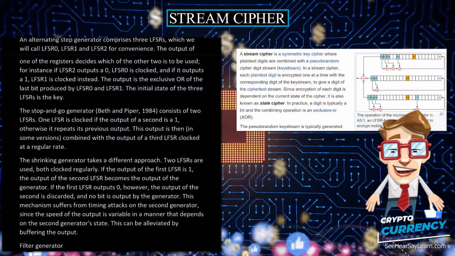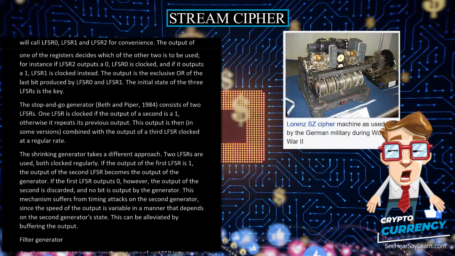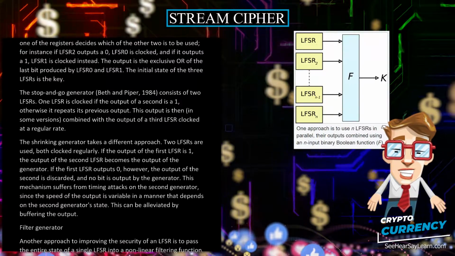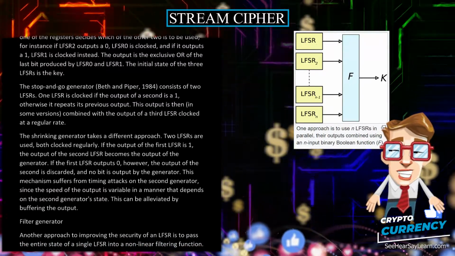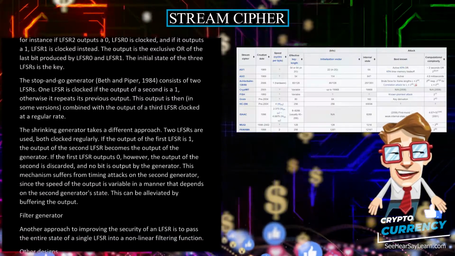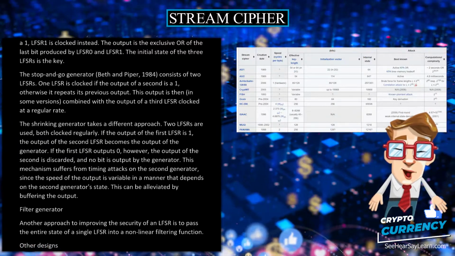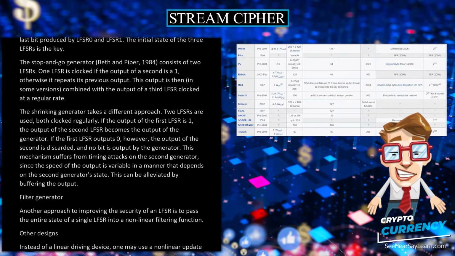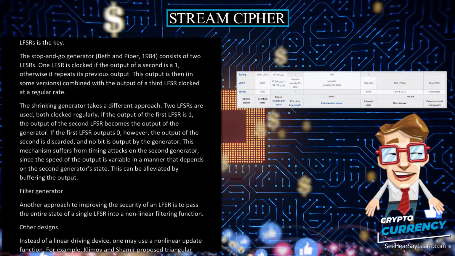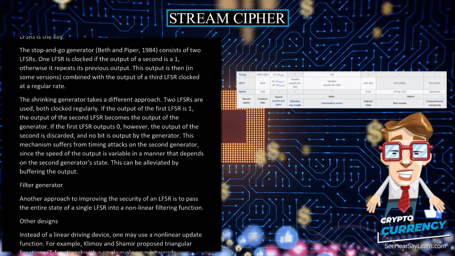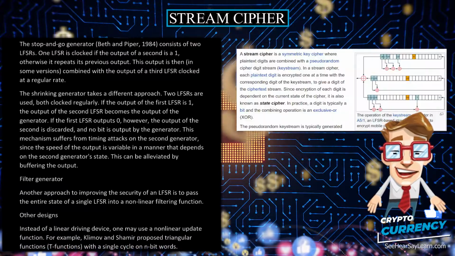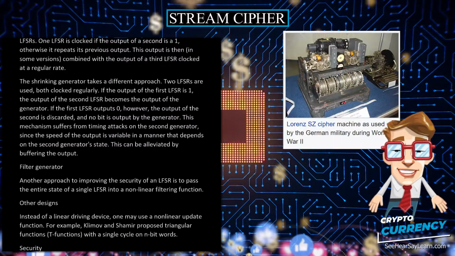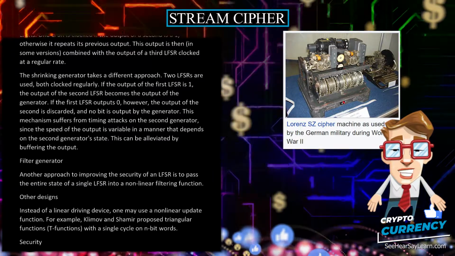The shrinking generator takes a different approach. Two LFSRs are used, both clocked regularly. If the output of the first LFSR is 1, the output of the second LFSR becomes the output of the generator. If the first LFSR outputs 0, however, the output of the second is discarded, and no bit is output by the generator. This mechanism suffers from timing attacks on the second generator, since the speed of the output is variable in a manner that depends on the second generator's state. This can be alleviated by buffering the output.